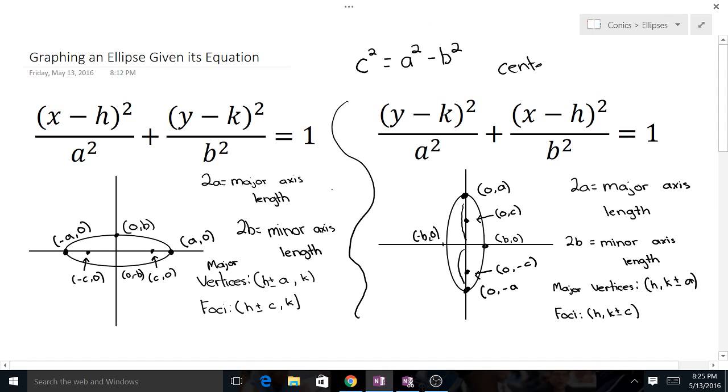And notice that the formulas are very similar. It's (x minus h) squared over a squared plus (y minus k) squared over b squared. And then in the other one, it's (y minus k) squared over a squared plus (x minus h) squared over b squared equals 1. And notice that when x is bigger, we're going to be longer than we are tall. And when y is bigger, we'll be taller than we are wide. And let's just get started.